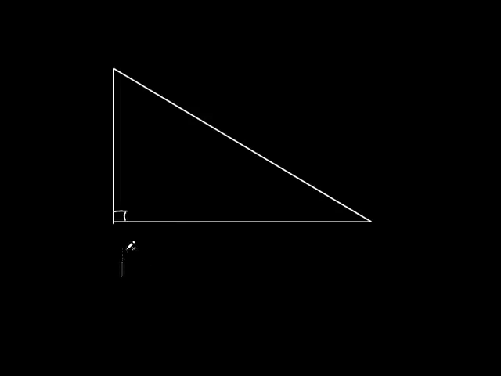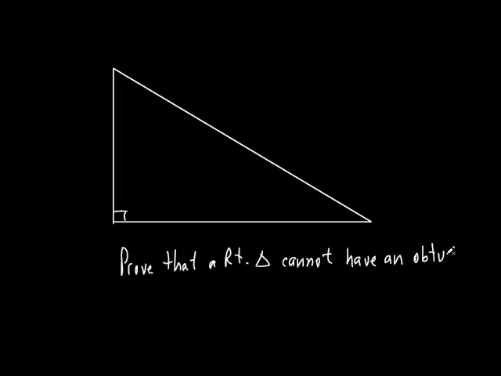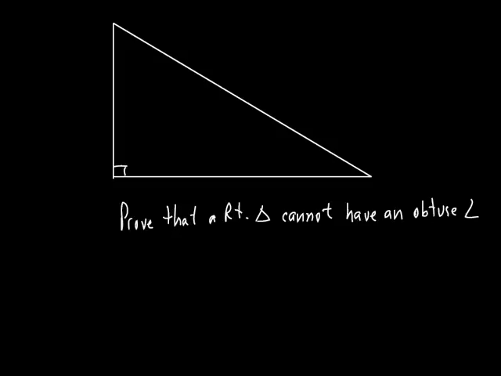This is a right triangle. What I want to do is prove through an indirect proof that a right triangle cannot, and again, that's when we usually use indirect proofs, when we want to prove that something cannot or is not equal or something like that, okay? So prove that a right triangle cannot have an obtuse angle, all right? This is just a basic thing, to give you an idea of what the indirect proof is all about. So we want to prove the right triangle cannot have an obtuse angle.